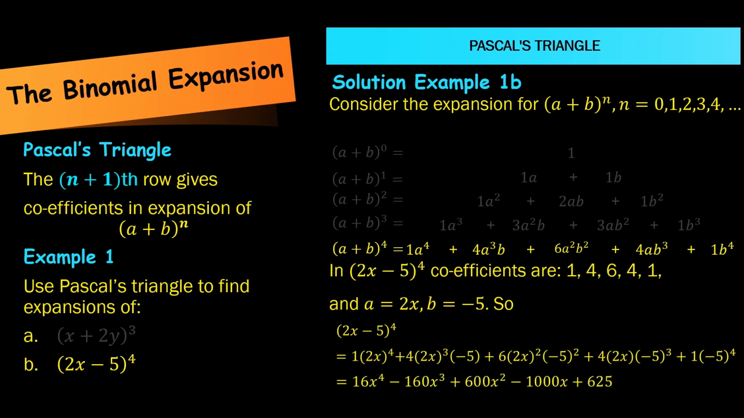And then tidying up gives us 16x to the 4 − 160x cubed + 600x squared − 1000x + 625.